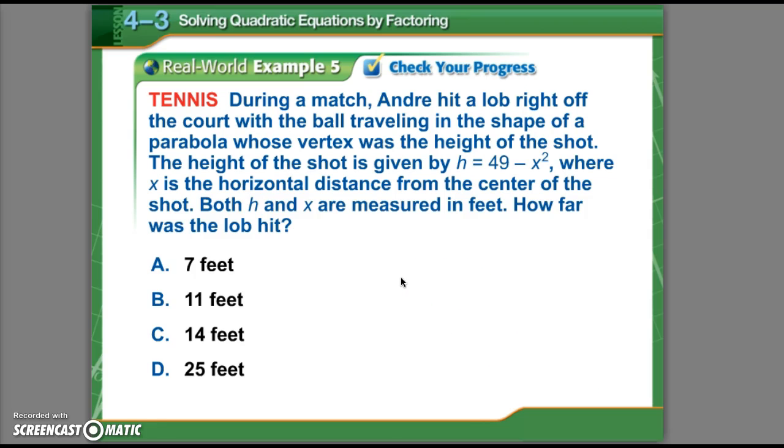Okay, so here's an example for you guys to check your progress. This one's about tennis. You're going to solve it the same way as the example right before this. So pause the video as long as you need. Come back when you're ready to figure out the answer and advance to the next slide.